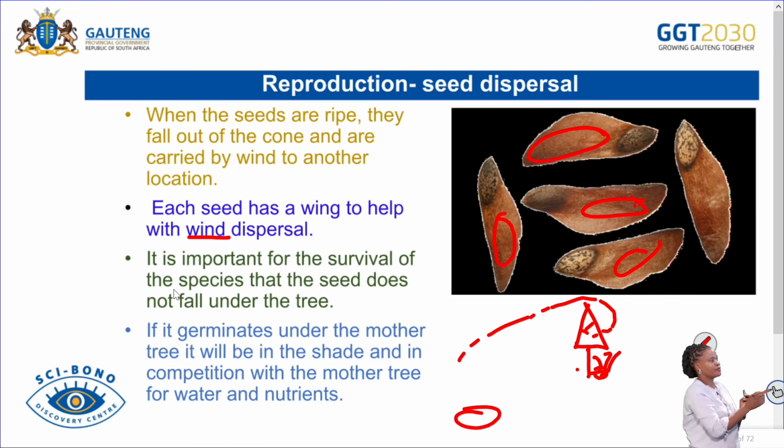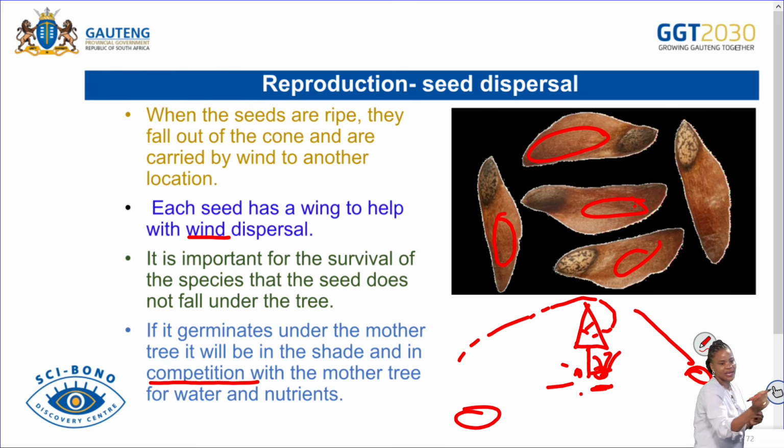And then it is important for the survival of the species that the seeds do not fall under the tree, as I've just explained, that it is very, very important for them not to fall under the mother. Why? Because when they germinate and then they go under the mother, it means that there will be a shade, number one, which will hamper them to grow. And again, there will be competition with the mother tree. Competition of water as well as nutrients.